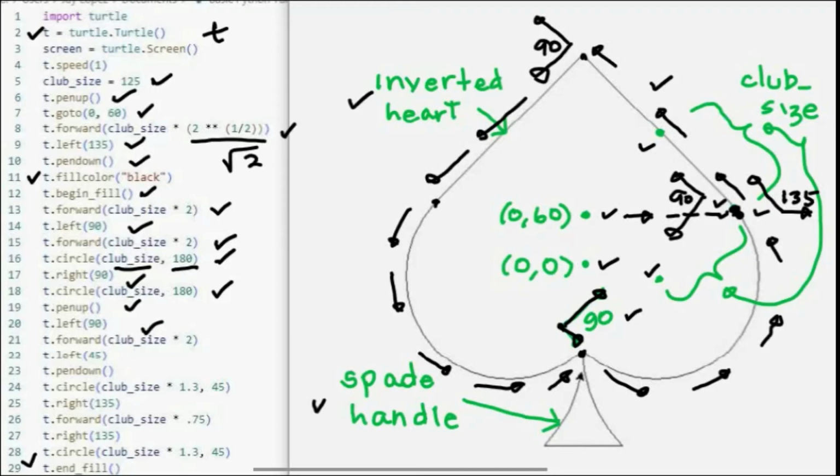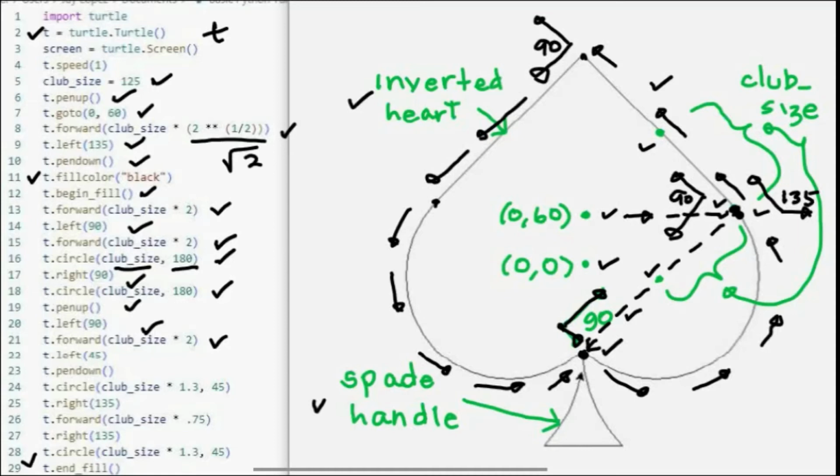And then I go forward 2 times club size. Note that my pen is up, so I'm not generating any line that is visible. I am retracing the path, which is a distance of 2 times club size. I'm now at this point here. I'm checking on that. Don't want you to be confused.